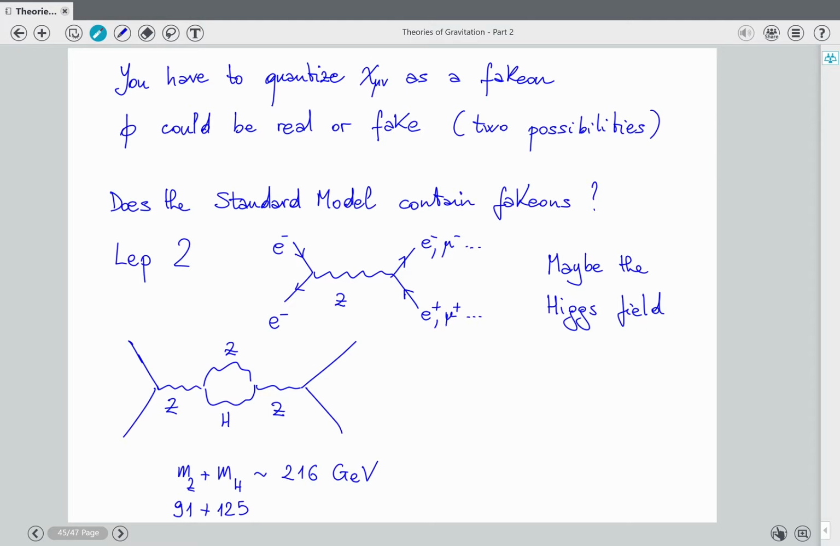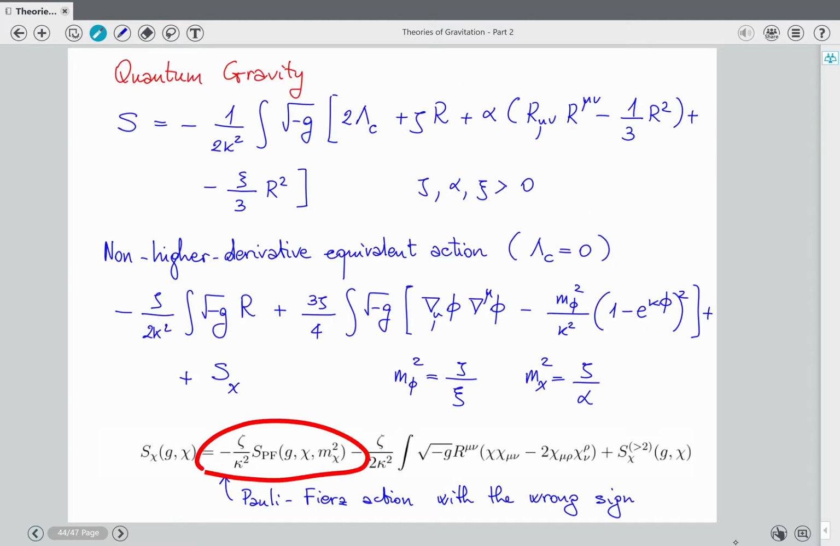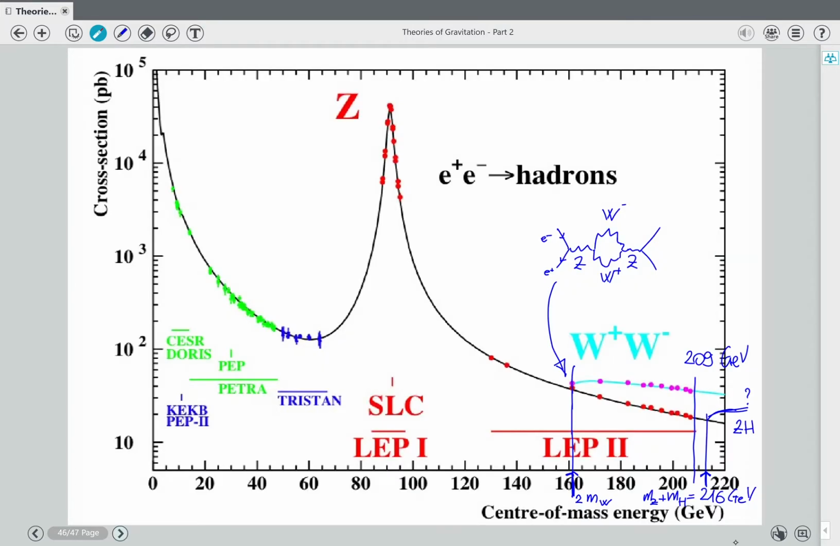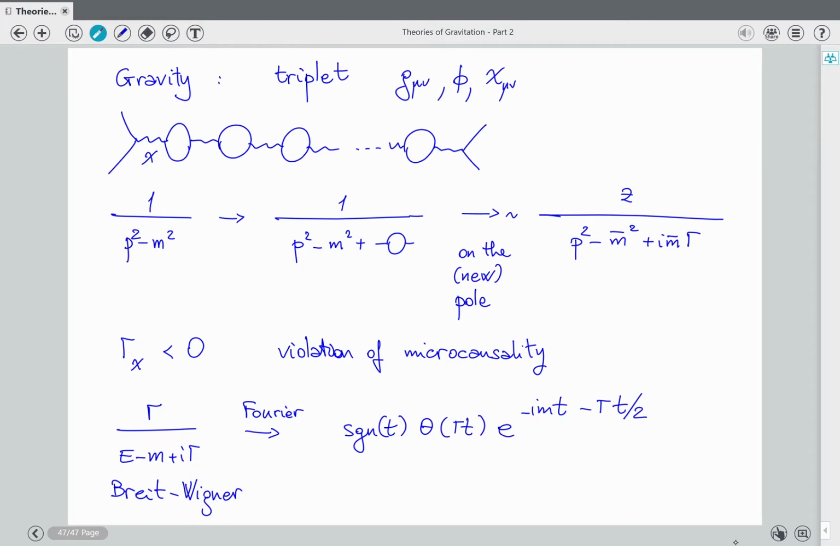So the spin 2 field has to be quantized as a fake particle because of the minus sign here, and the scalar field can be quantized the way you like. And that said, you can make all sorts of computations you are used to make in the standard model, because this theory is defined perturbatively by means of Feynman diagrams, and it is perturbatively unitary and renormalizable, like the standard model.